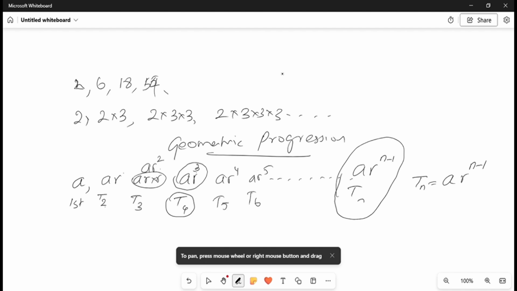I think it's clear. Always look at the progression. It's going like this: AR squared, AR cubed, AR to the power 4. So Tn, that means the nth term or general term, is AR to the power n minus 1. This formula is the most important formula in geometric progression. Hereafter, we are going to use this formula to find any particular term in a geometric progression. Let's do one example now.